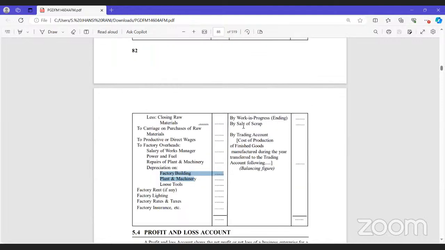And here on the credit side, we'll have sale of scrap, meaning whatever is left over, we will sell it. And the remaining balance, we will transfer it to the trading account. Finished goods, we'll transfer it.